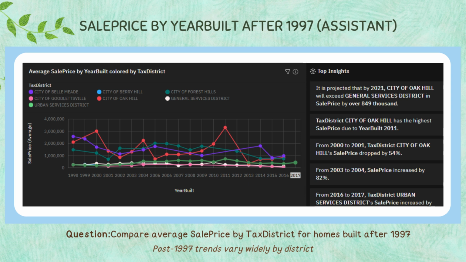This assistant generated line chart shows homes built after 1997, broken out by district. What I like here is how trends aren't uniform. Oak Hill spikes, while the urban services district is much more steady. This shows that using the right chart for temporal data works best to show trends over time. Here, the assistant really did help me see those district differences.